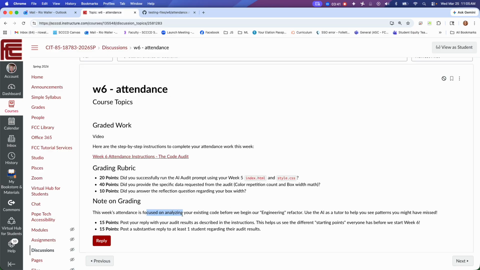Remember, the idea is that we're going to analyze your existing code before we re-engineer, refactor. Refactor is a very common term we use when we take something that worked in one particular way and we make it still work functionally in the same way, but we use better underlying HTML and CSS. The AI tutor is there to help us see the pattern in there. Again, what this helps us see is the different starting points everyone is at before we get into week 6, and that's okay.